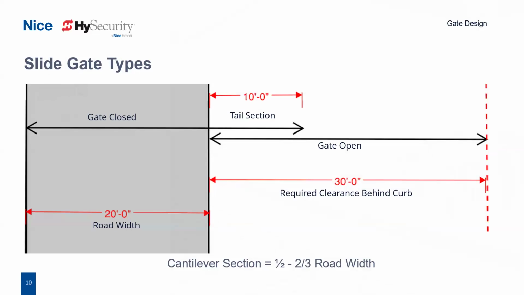When it comes to tail sections and clear opening space, these are very important design considerations to take into effect. For our cantilever slide gates, typically we're going to need half to maybe a little more, depending on your gate weight, of your clear open. So in this scenario, my 20-foot clear open is going to have at least a 10-foot tail section. And you want to make sure that you have at least 30 feet of clearance behind the curb for that entire gate section to be in the full open position.